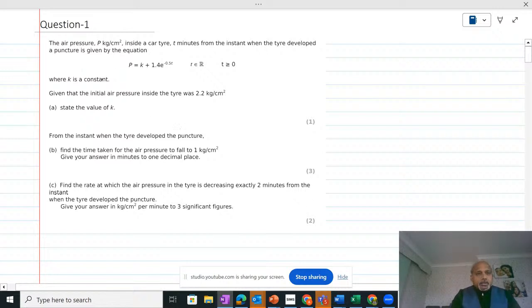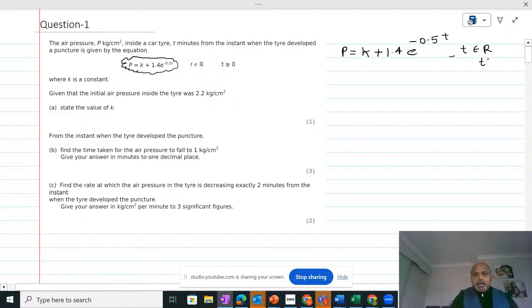The first question is: the air pressure P kg per centimeter square inside a car tire, T minutes from the instant when the tire developed a puncture, is given by this equation. First of all, write down the equation P equals K plus 1.4 e to the power minus 0.5 t. Remember, here t belongs to the real numbers and t is greater than or equal to 0. Time cannot be negative, and K is a constant. Given that the initial air pressure inside the tire was 2.2, state the value of K.